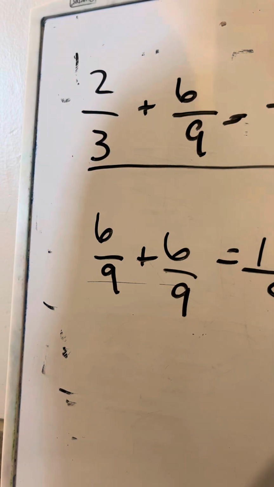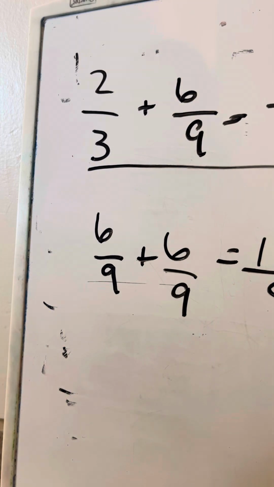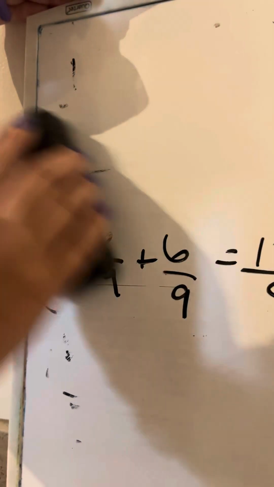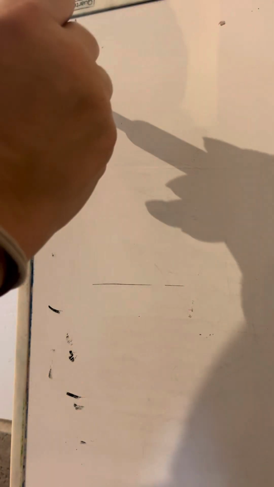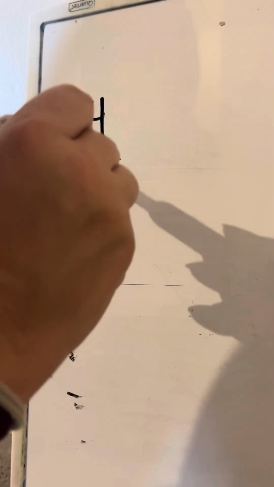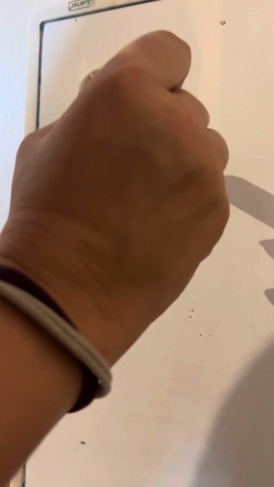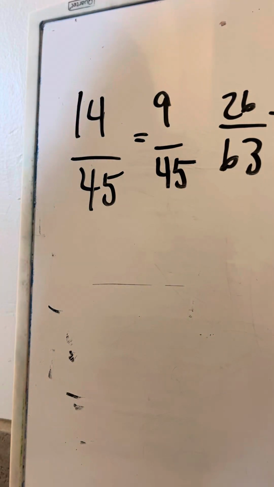So the error for A is, again, common denominators: you can't add fractions without them. For B, you can't decide what you're looking for. Are you looking for greater than, less than, or are you looking for common denominators? I tried to figure it out. If you're looking for common denominators, then for B, the real would be 14/45 equals 9/45, or 26/63 would equal 42/63.